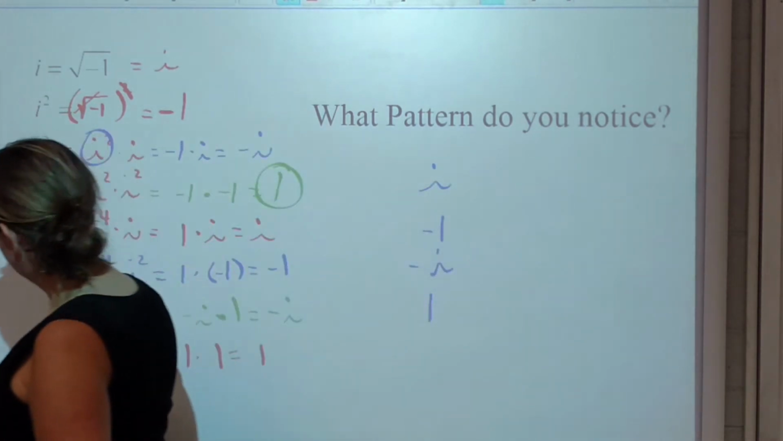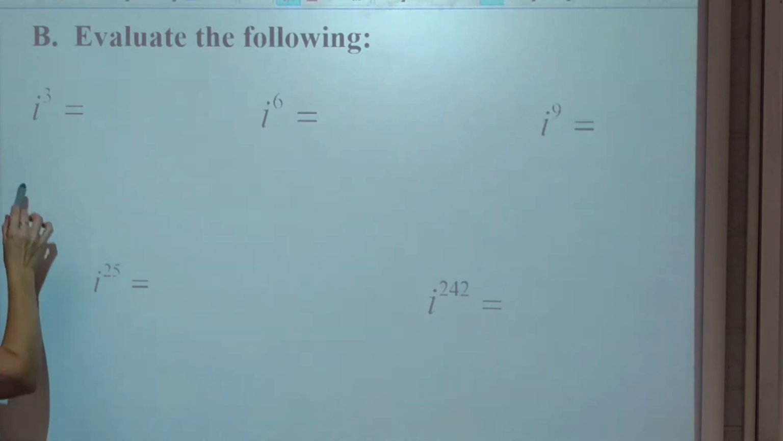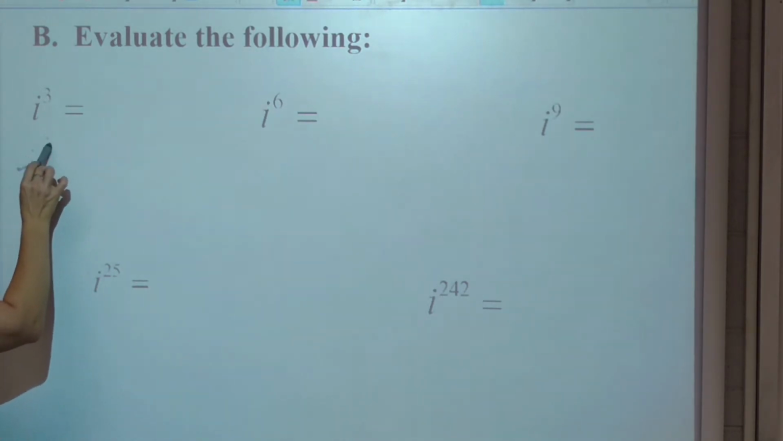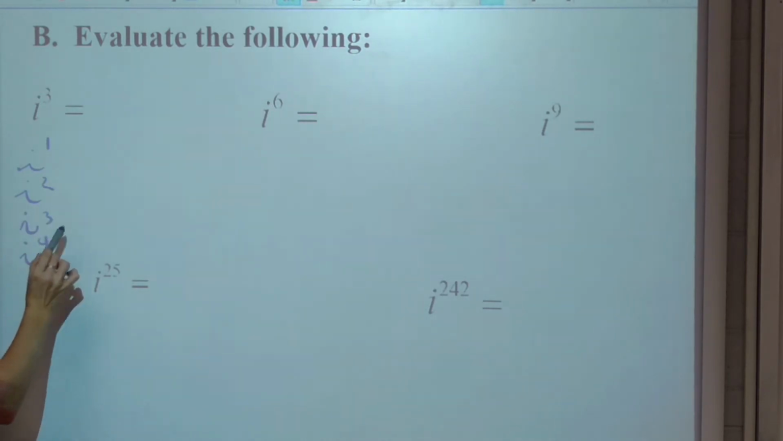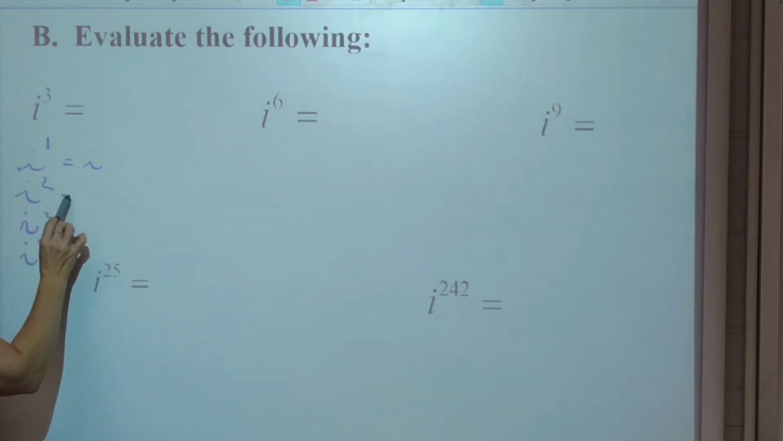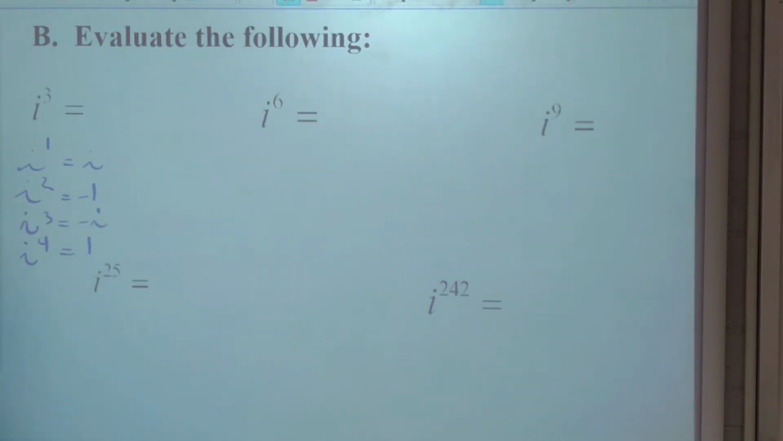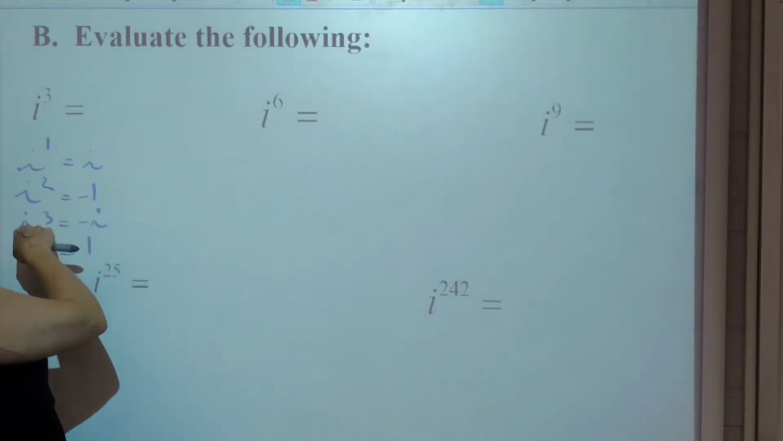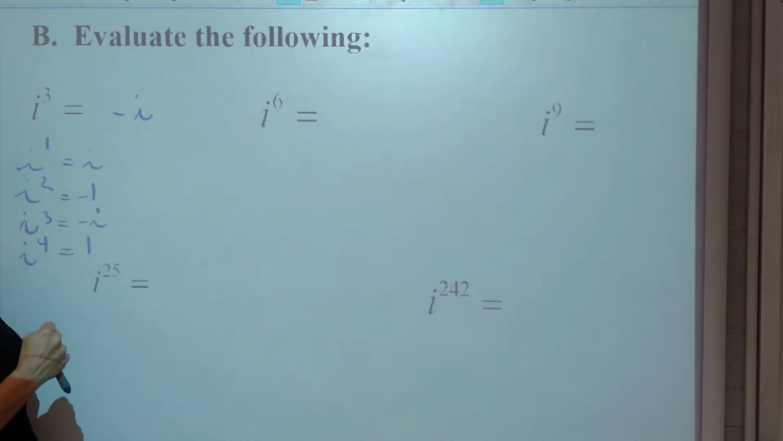So one thing that we're going to ask you to do, if you'll skip to section B, is evaluate each of these. So i to the 3rd, we've already established a value there. Let's run through i to the 1st, i to the 2nd, i to the 3rd, i to the 4th. We know that this is i, negative 1, negative i, and positive 1. So for i to the 3rd, we just know that value. It's negative i. First 4 you have to know.